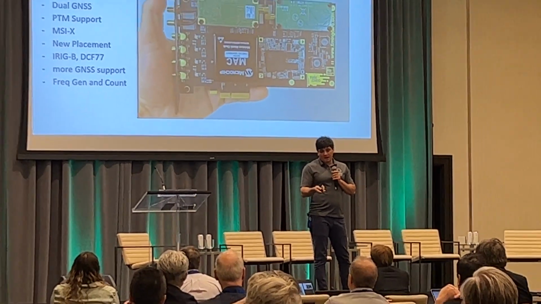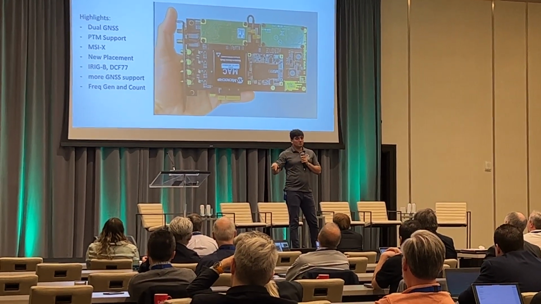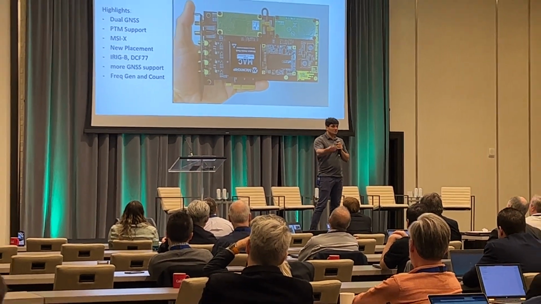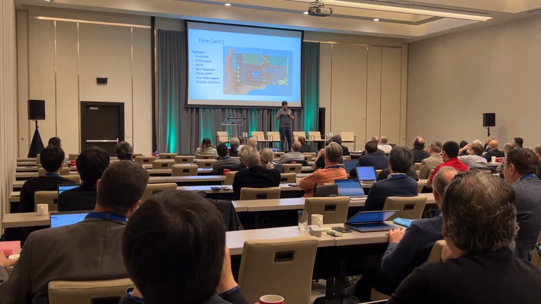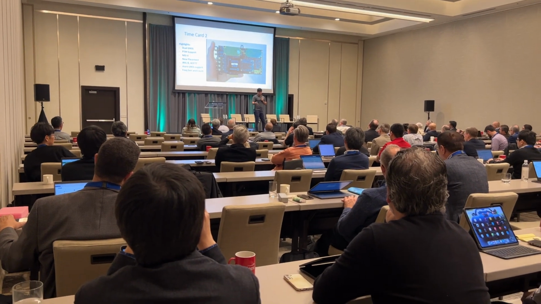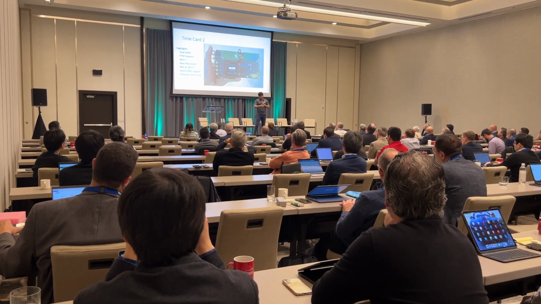And then we also added IRIG-B. Again, the IRIG-B is not encoded, so you have to add another circuit to put it on top of a 1 kilohertz carrier. DCF77 and also WWVB, they're all in the core. You just enable them. You can use them both input and output.